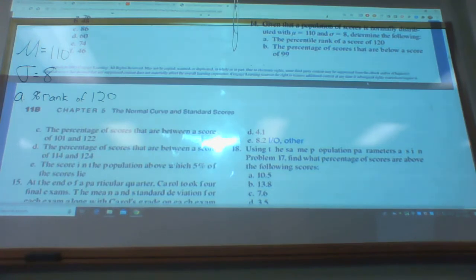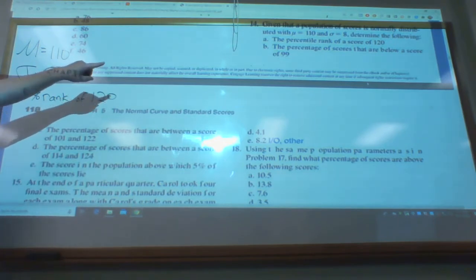So if I say I'm at the 90th percentile, that's my percentile rank, that means 90% of the people scored below me. If I'm at the 68th percentile, it means 68% of the people scored below me. If I'm at the 40th percentile, 40% of the people scored below me. It's just telling you where you fall compared to everyone else. How many people did worse than you? That's percentile rank.